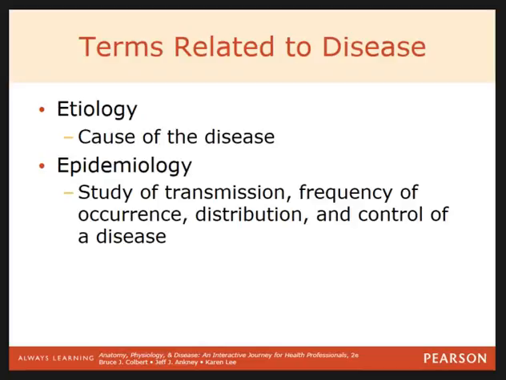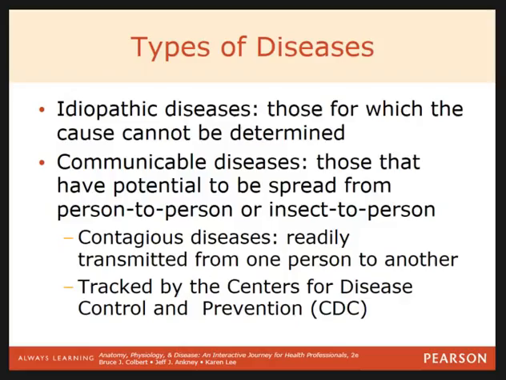Now, there are different kinds of diseases. An idiopathic disease is a disease that we don't know what causes it. We can't determine its cause. Idiopathic means unknown. In this case, unknown disease, because it's got patho there.